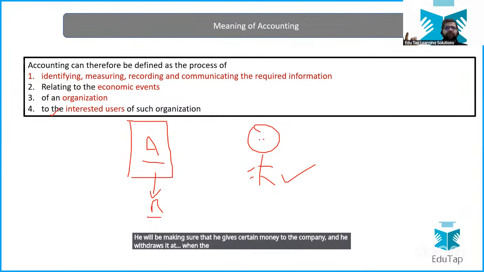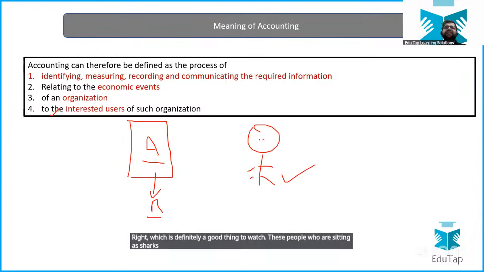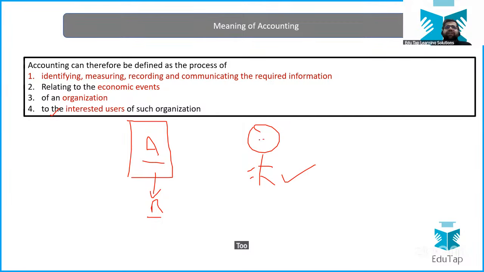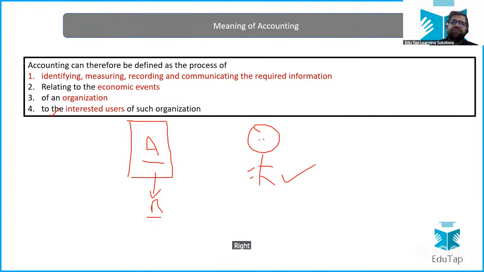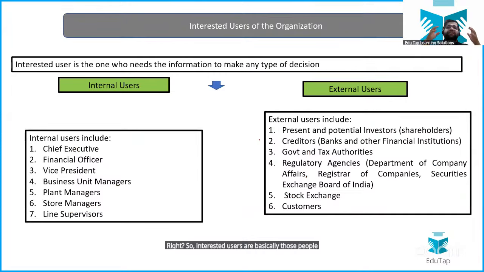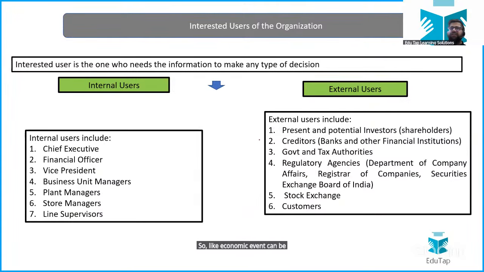Today, for example, if you watch Shark Tank, which is definitely a good thing to watch, why are the people sitting as sharks so keen to listen about the company? Because they have to give money. And before you give money, you want to take as much information as possible, right? So interested users are basically those people who have certain stake or interest in the company. Like economic events can be internal and external, interested users can also be internal and external.